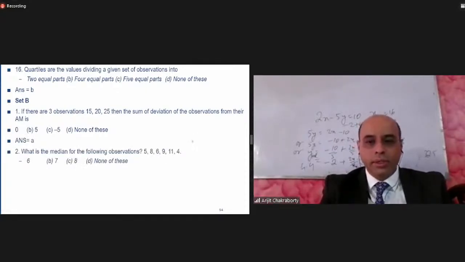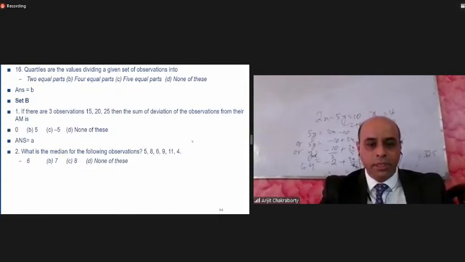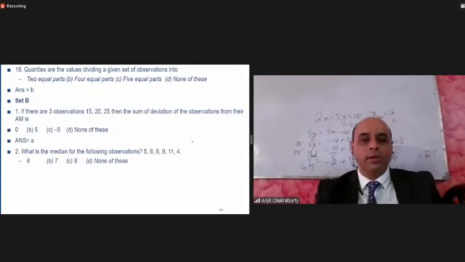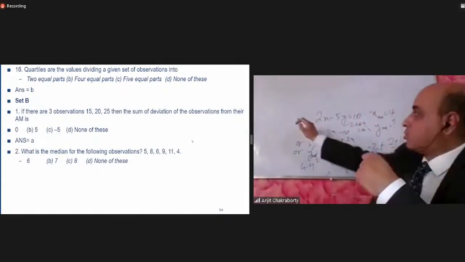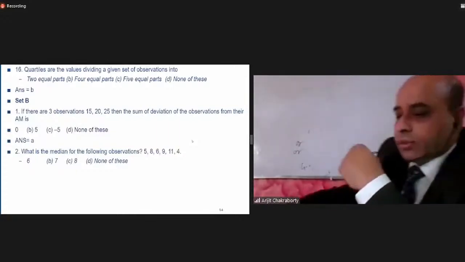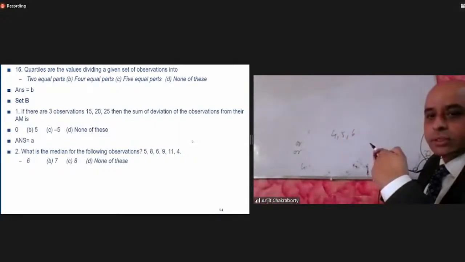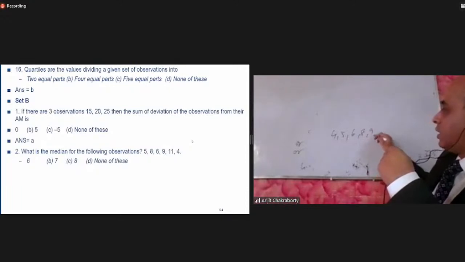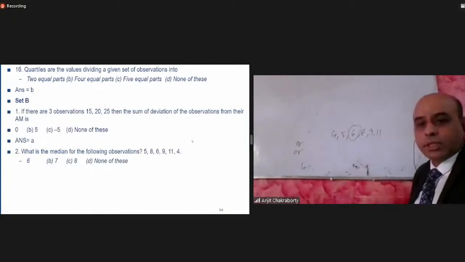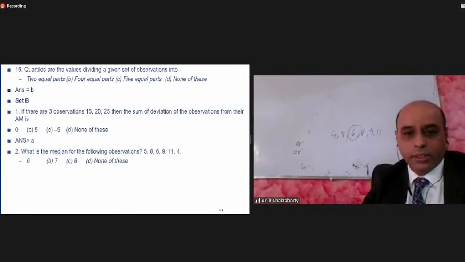Next one: what is the median of the following observations? 5, 8, 6, 9, 11, 4. We have done this problem already. Options are given. If you arrange it in increasing order, you will get 4, 5, 6, 8, 9, 11. It's a quick recap of the points we have covered already. We take the middle number, 1, 2, 3, so the median comes to 6. Okay, 6 is the median. Okay, next one.